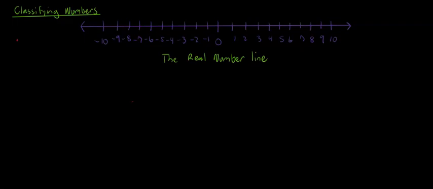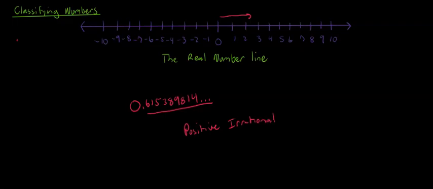Finally, how would you classify this number? Looking at it, it falls to the right-hand side of the real number line, so it's positive. But when you look closely at this, it doesn't really repeat, and it seems to go on indefinitely, so it's non-terminating. That would mean that this is a positive irrational number.